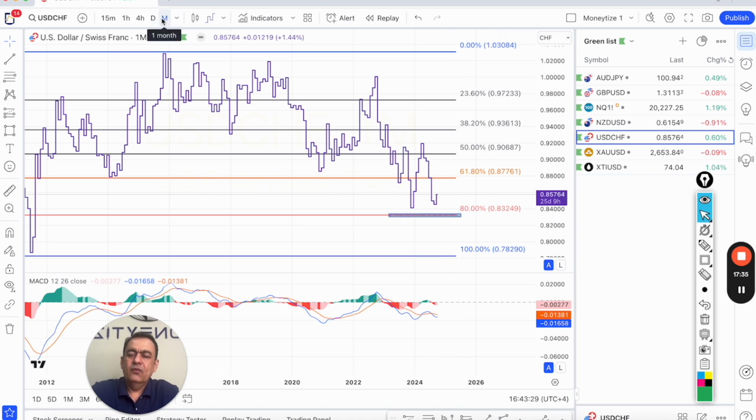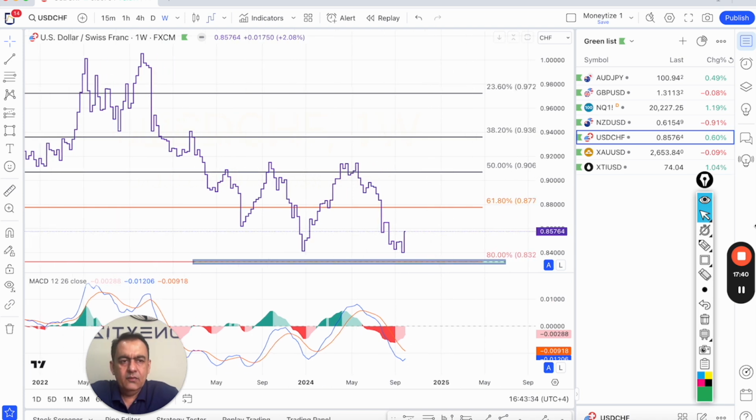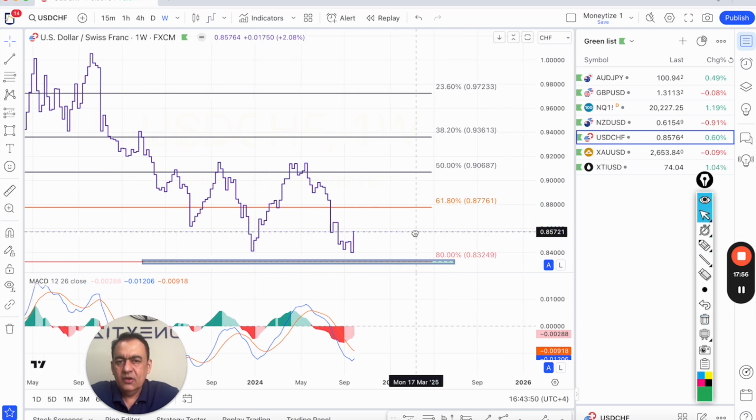And now I'm moving to the weekly chart. Based on the monthly chart, we got very close to the support area. In fact, we reached the support area and it got rejected. Now at least it can move back to the golden line, that is fib retracement 61.8. So this is the expectation in the short run.